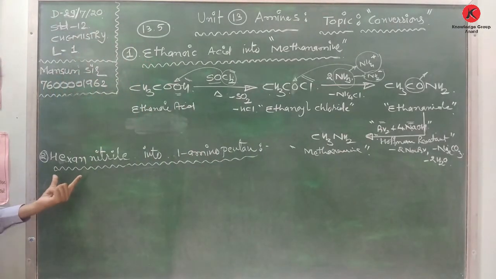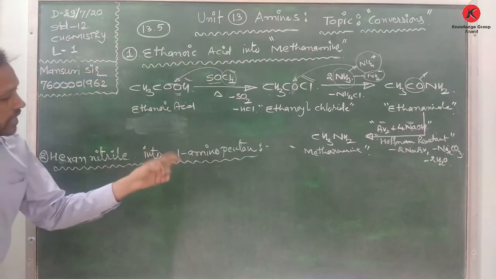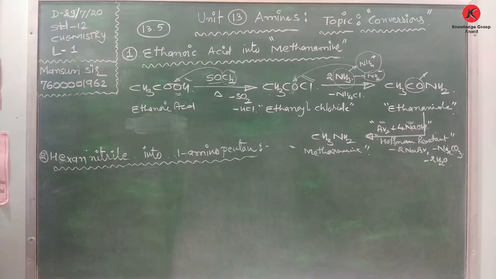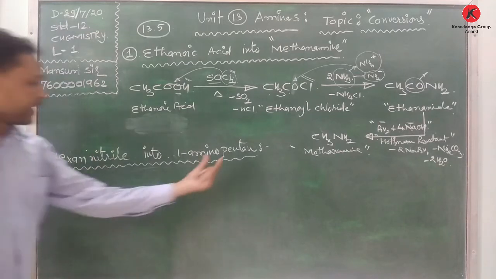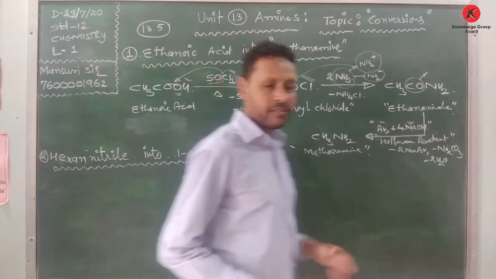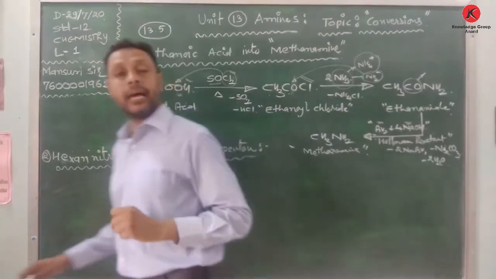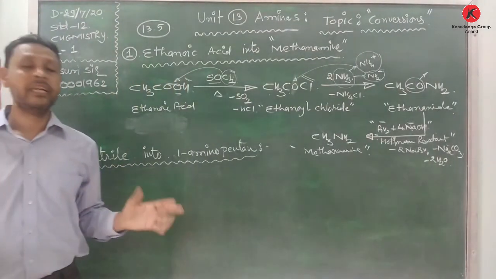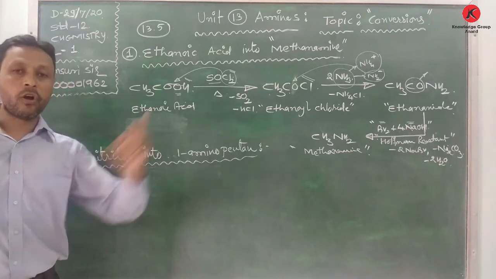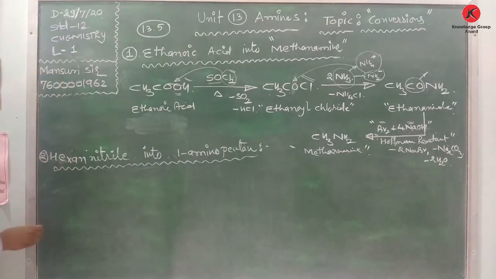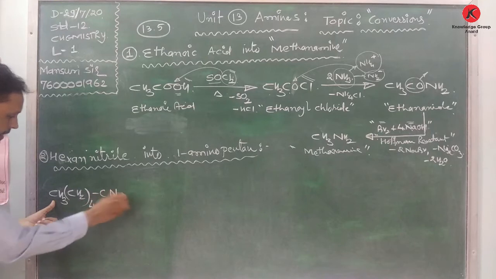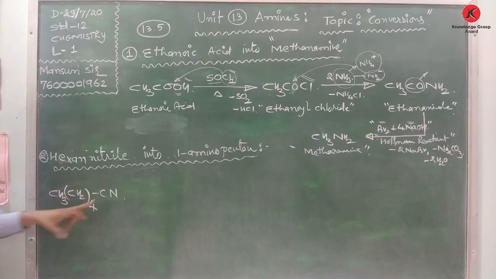Now we will take hexane nitrile into 1-aminopentane. Hexane nitrile means 6 carbons, and pentane means 5 carbons. So here 1 carbon should be less. So here also we have to make one reaction like Br2 plus 4NaOH. That means here also we have to do in one step the Hofmann reaction. Okay, now hexane nitrile is written like this: CH3CH2 4 times, 4 carbon and 5 carbon. Thereafter cyanide. So this is my 6 carbon hexane nitrile.